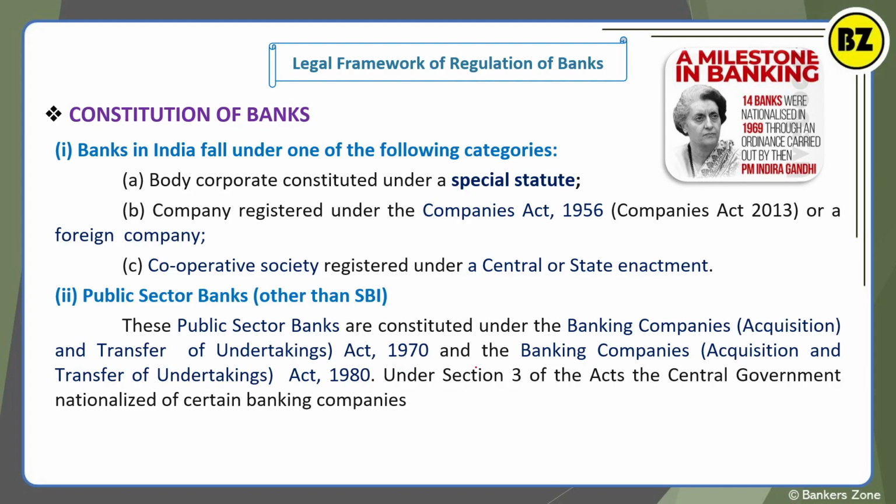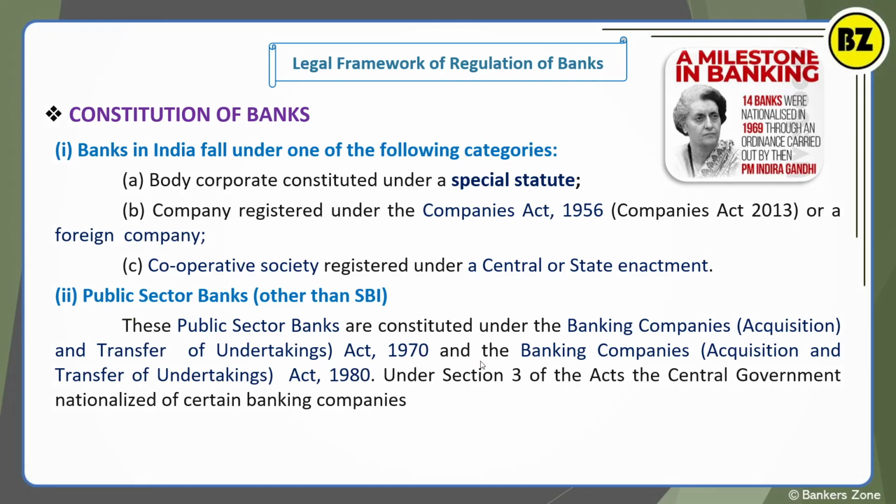Now under section 3 of this act, the central government nationalized certain banking companies. You are very much familiar, right? In 1969 initially 14 banks were taken over by the government and nationalized. This happened two times, in 1969 and 1980, so basically these are under two acts. That is how the public sector banks were established.